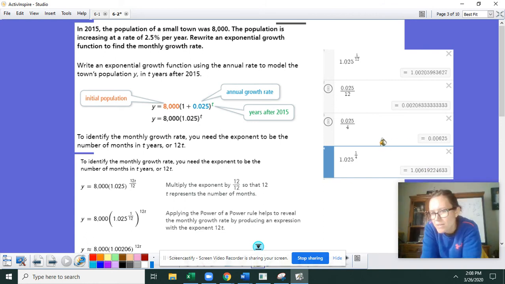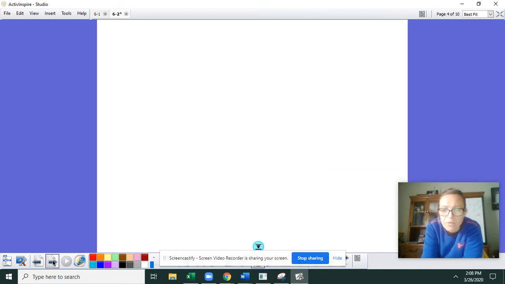I picked out another example to show that subtle difference. So you're going to get really close, you're not going to be exact if you divide by your number of times.